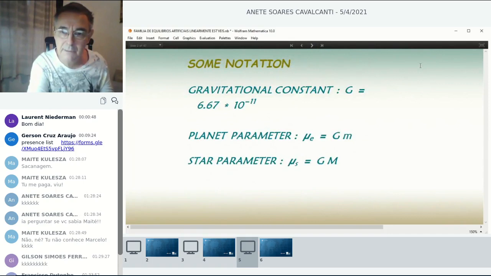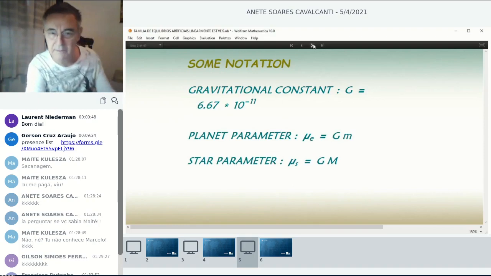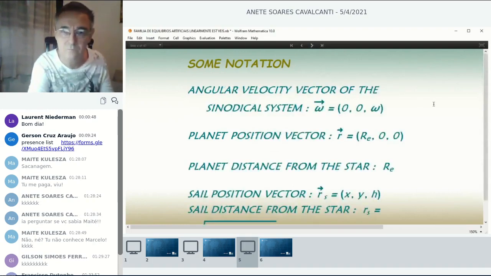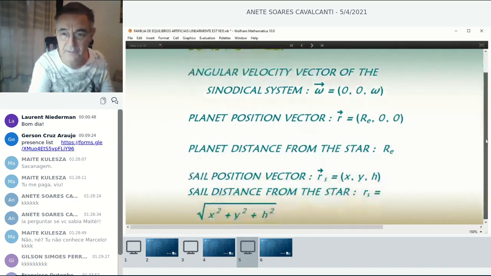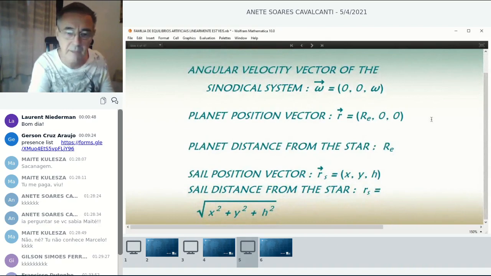Well, we shall study the particular case of Earth and Sun, and so we introduce here the constant of gravitation and what we call the parameters. Parameters for the planet, mu e, and the parameter for the star, mu s. Also, we consider the angular velocity vector, omega. The planet is at the position RE, 0, 0. So the distance from the central star, the distance to the origin, is capital RE.